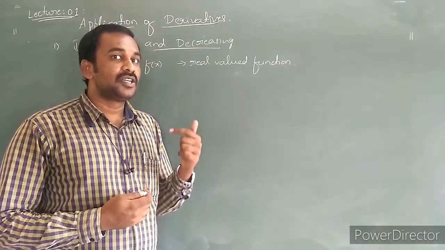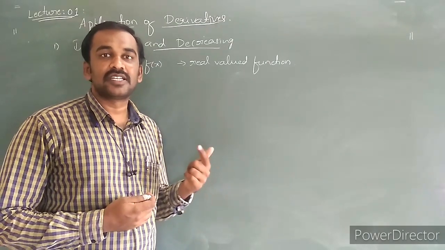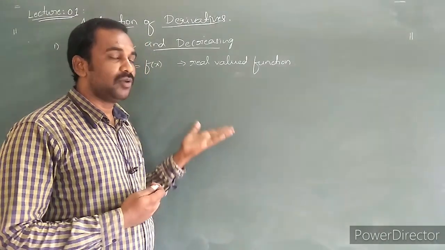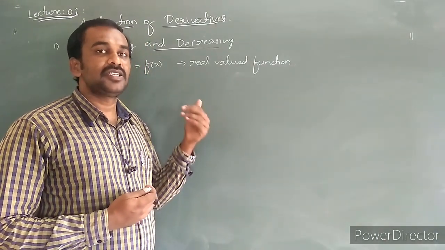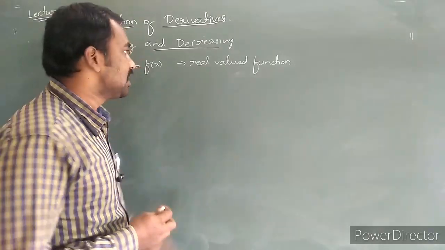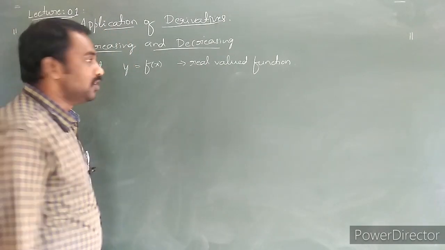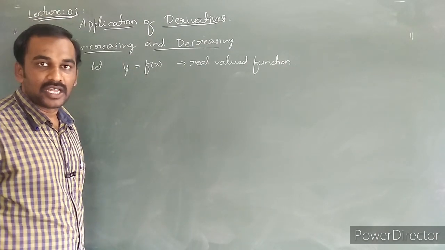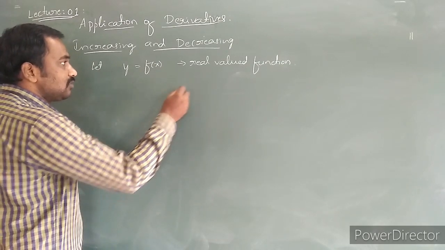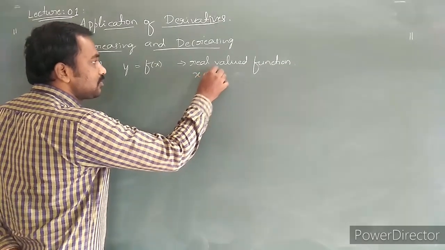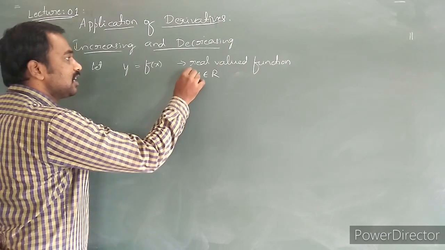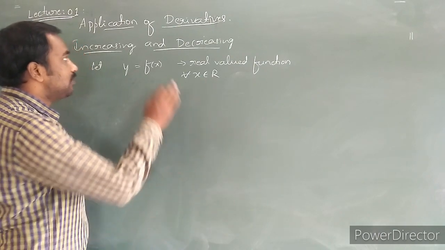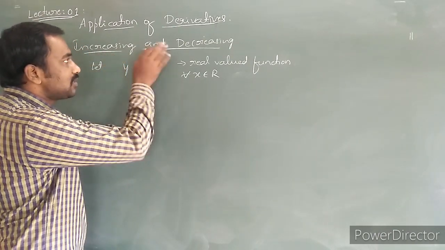And what is a real function? If the domain of the function is the real set or a subset of the real set, it is said to be a real function. Real valued means the range of the function is the set of real numbers or a subset of the real numbers. Suppose y is equal to f of x is a real valued function, or else we can say x belongs to the set of all real numbers, for all x belongs to R.